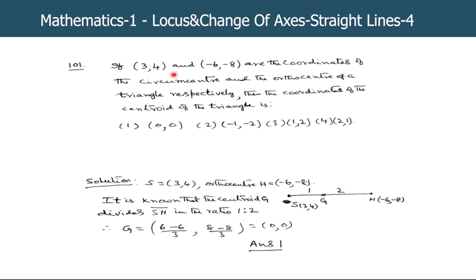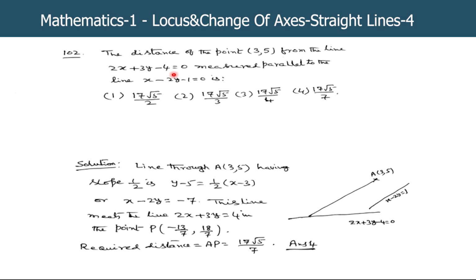So here the geometrical property is that the centroid divides the segment joining the circumcenter and the orthocenter in the ratio 1:2. From circumcenter towards orthocenter, the ratio is 1:2. From orthocenter towards circumcenter it is 2:1. That means the centroid trisects the segment joining the circumcenter and the orthocenter.